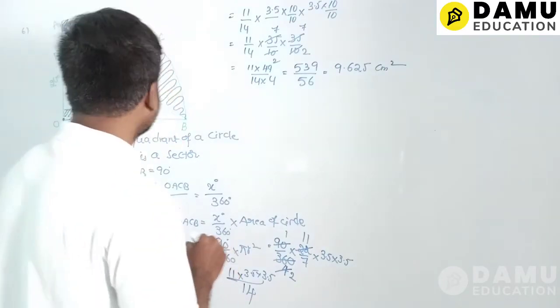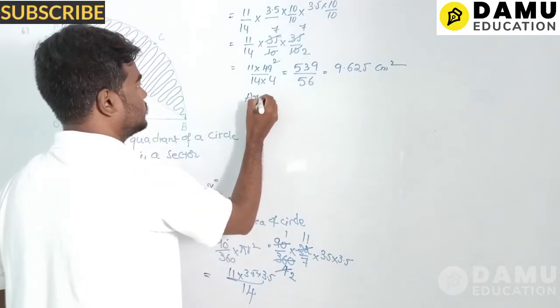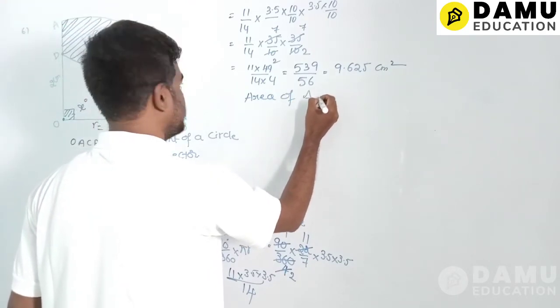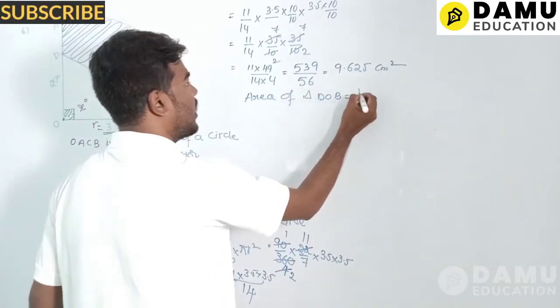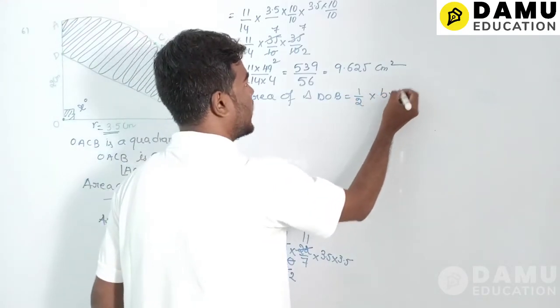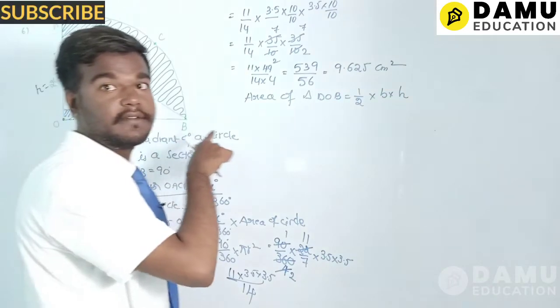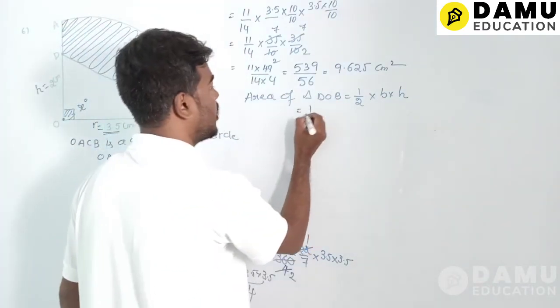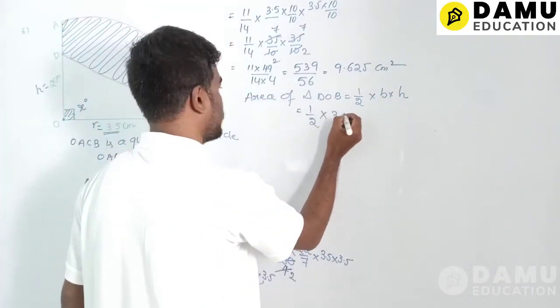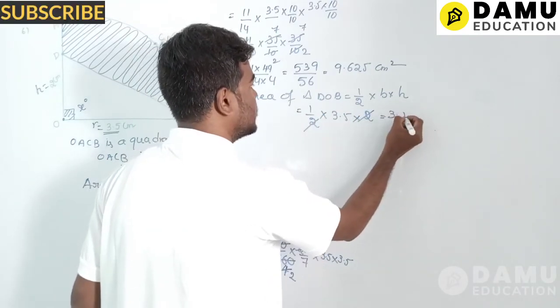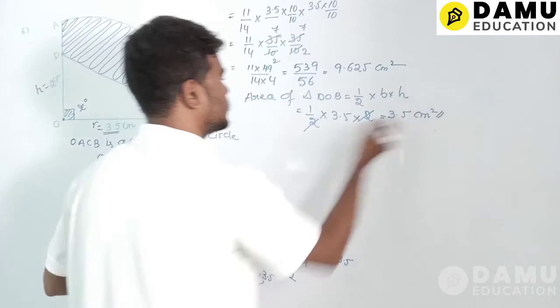Now what do we have to find? The area of the triangle. Area of triangle DOB is half into base into height. So what is the height? Height will be equal to 2 centimeter. Don't get confused, this is the height of the triangle. So half into base, which is 3.5, into height, which is 2. The 2 will cancel. We will get 3.5 centimeter square.